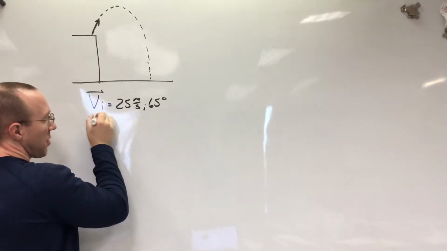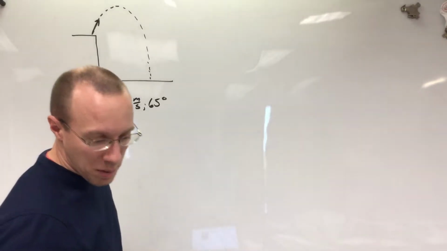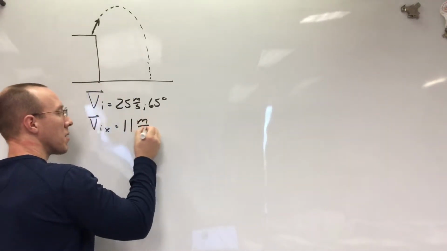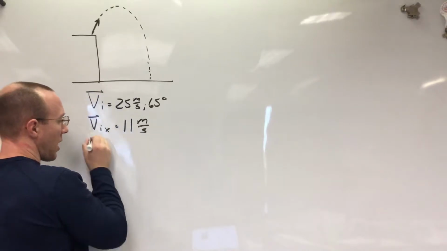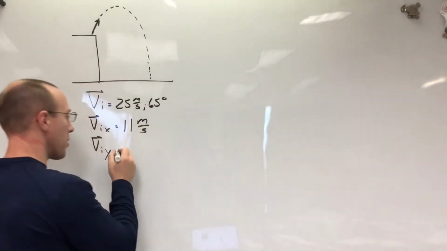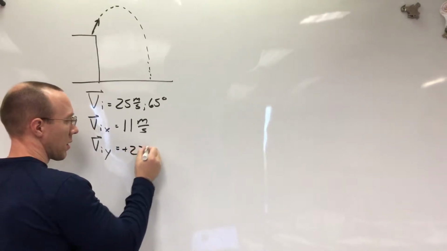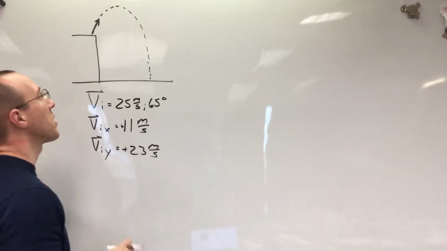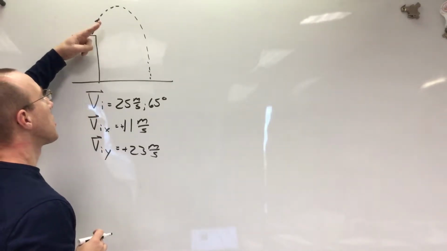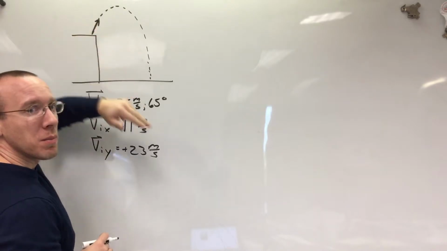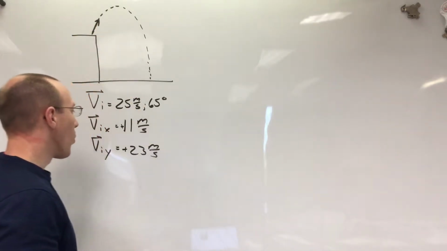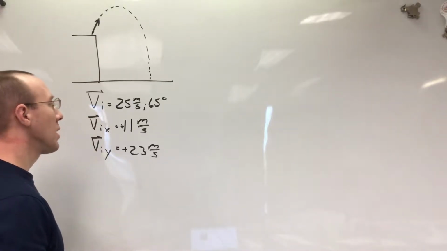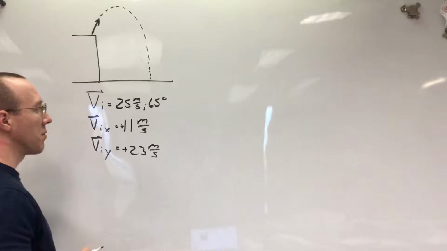When we do our components, which is always the first step, you should get VIX of 11 meters per second, and then VIY would be 23 meters per second. If we take a look at which one's larger, it's VIY, and it makes sense because our object's going to be launched above 45 degrees, which means the majority of it will be in the Y direction. So that's why that one should be bigger. It's a good check. Make sure that you know how to find the VIX and VIY.